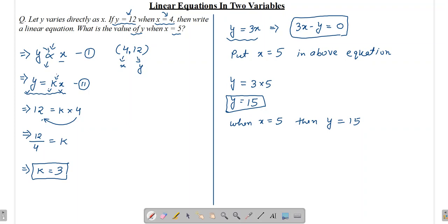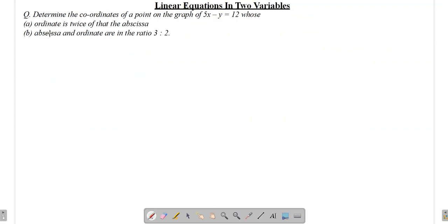Let's see the next question. It says, determine the coordinates of a point on the graph of 5x minus y is equal to 12 whose ordinate is twice that of abscissa. You know the ordinate is the point of y and abscissa is the point of x. This is known as abscissa and this is called ordinate.